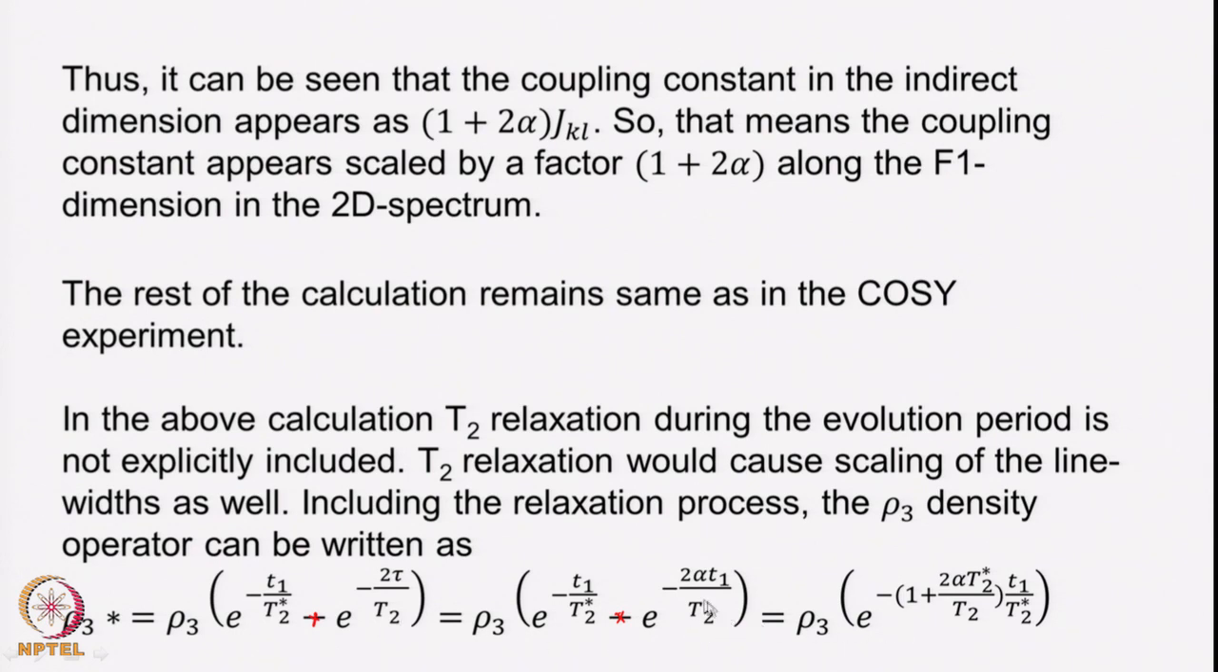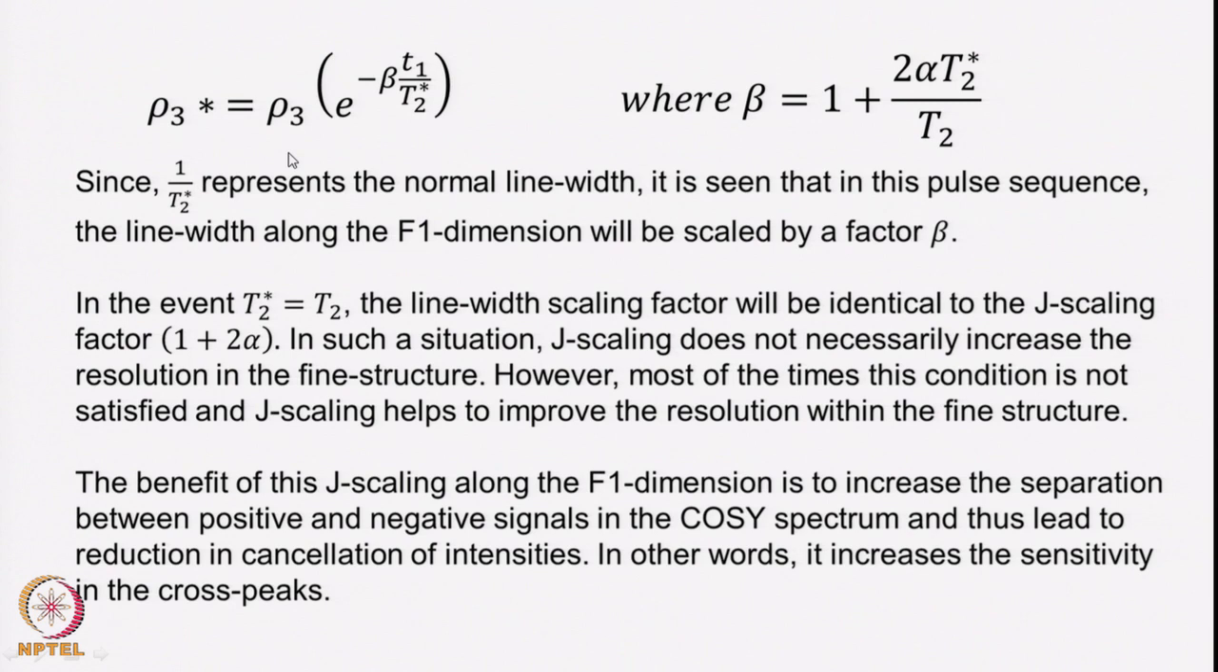So, when you put this together, then of course, you will get this in the superscript e to the minus inside bracket 1 plus 2 alpha T2 star by T2 into T1 by T2. This is the same as this, and this one of course is coming from this term here. So, therefore, if I were to call this as a factor, so rho 3 star is equal to rho 3 into e to the minus beta into T1 by T2 star, where beta is equal to 1 plus 2 alpha T2 star by T2. Okay. So, therefore, the relaxation causes a modulation of the line widths as well.